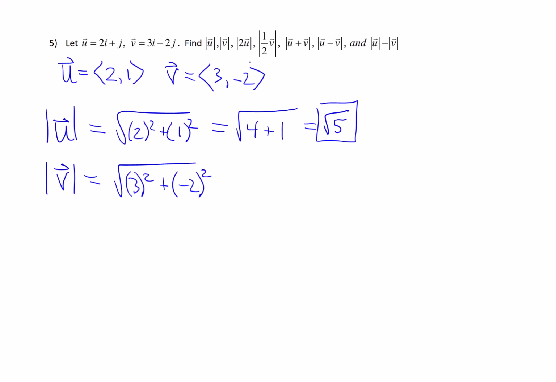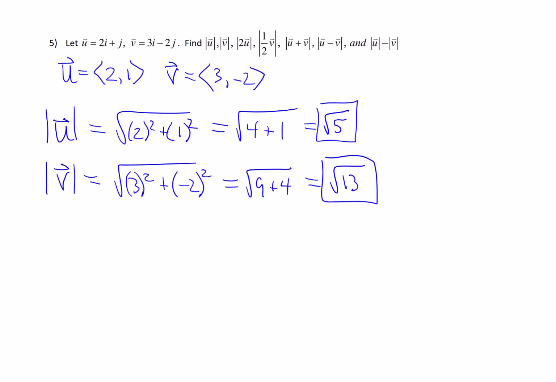So for vector v, whose components were 3 comma negative 2, we're going to write the magnitude of vector v as the square root of 3 squared plus negative 2 squared. Again, those being in parentheses. This will give us then the square root of 9 plus 4, positive 4 that is, because of the parentheses, which results, of course, in the square root of 13.